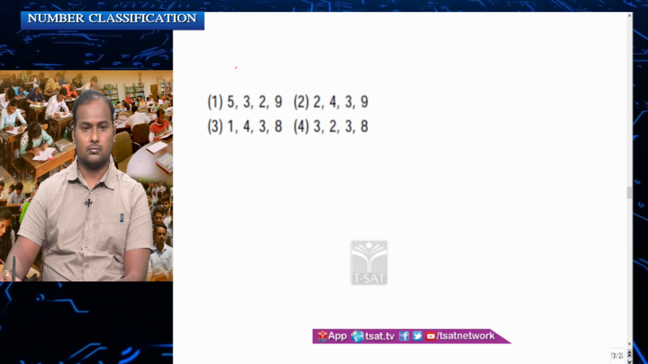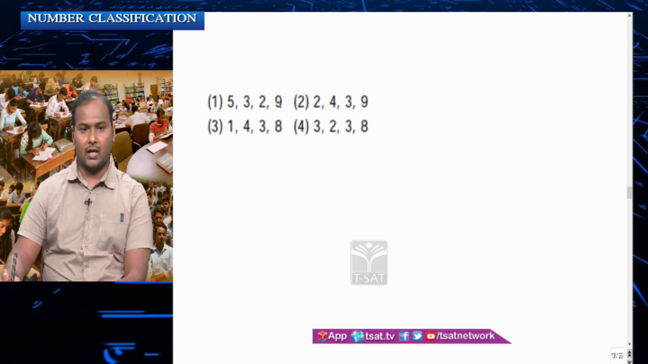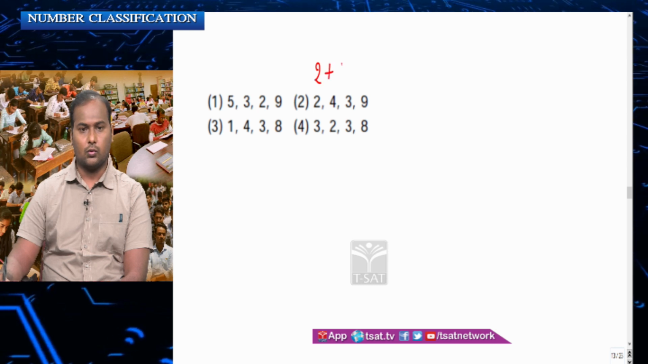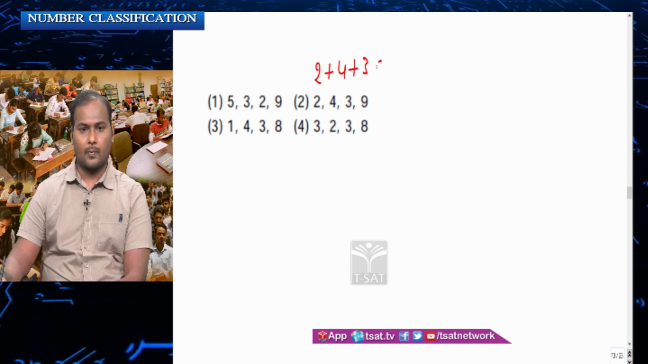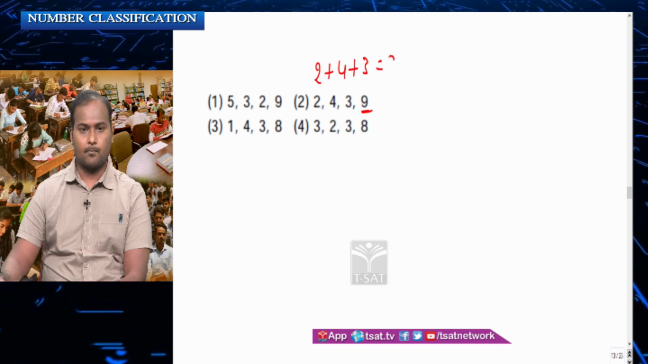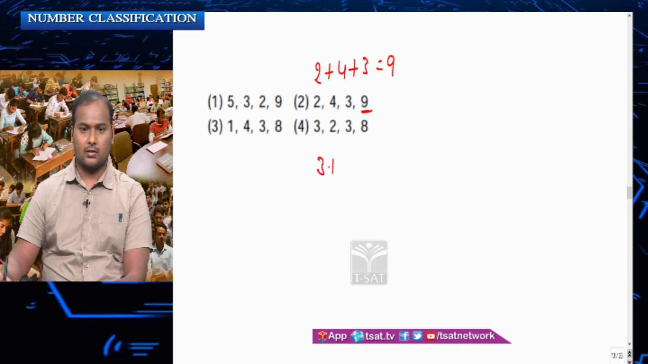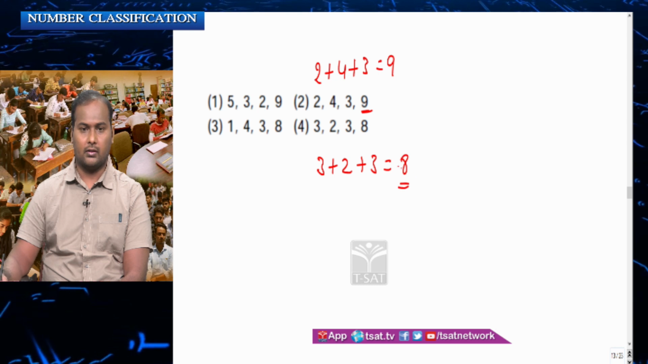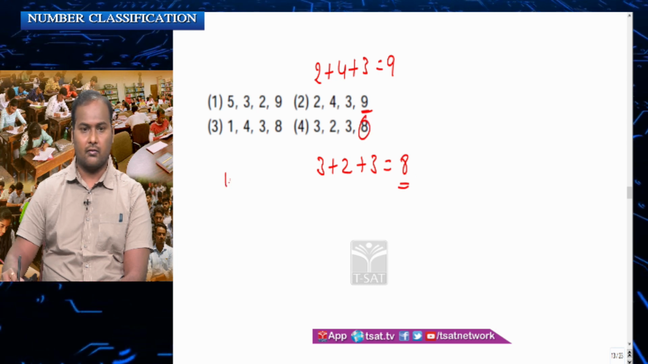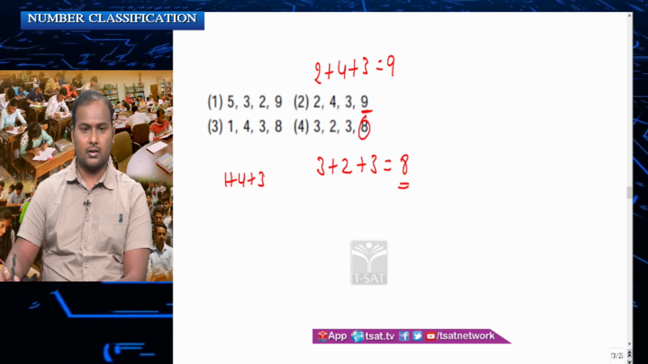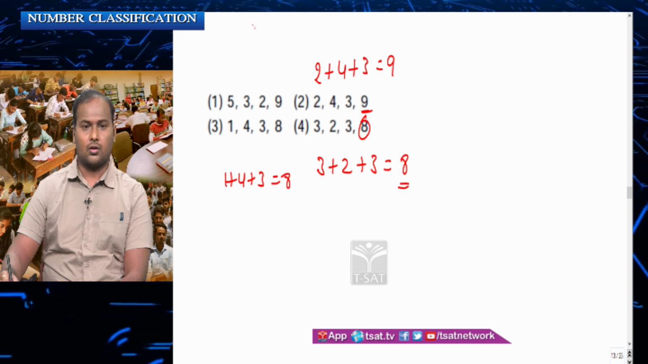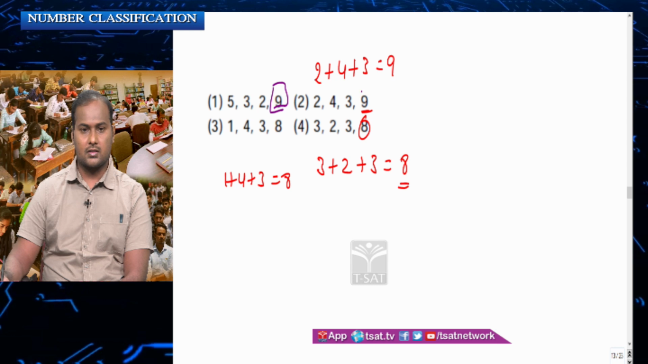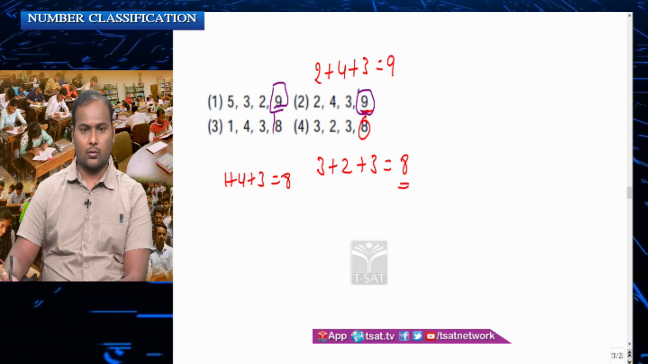So if you see here, it is 5, 3, 2, 9, no, you won't get the answer, but check with option 2, that is 2 plus 4 plus 3, that will be equal to the last one, that is 9. In the same way, 3 plus 2 plus 3, that equals 8, that is the last one. In the same way, 1 plus 4 plus 3, that is equal to 8. So how did I get that idea? I got that idea because in all the cases, the last number is the bigger one.